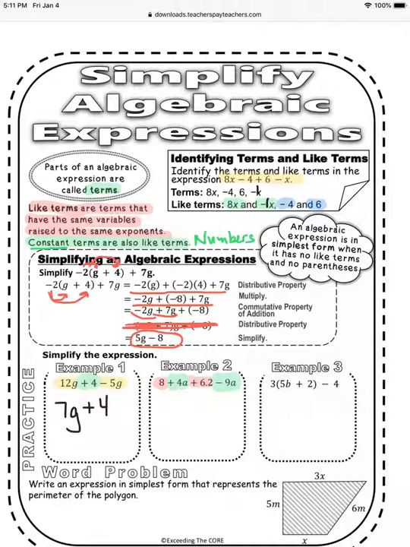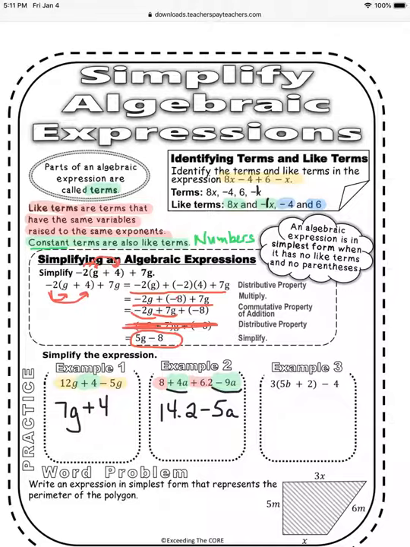Now I could start with the a's or with the numbers. Since the 8 came first, I'm going to start with the 8. What is 8 combined with 6.2? 14.2. What is a positive 4a and a negative 9a? That would be negative 5a. And again, that's as simple as we can make it.